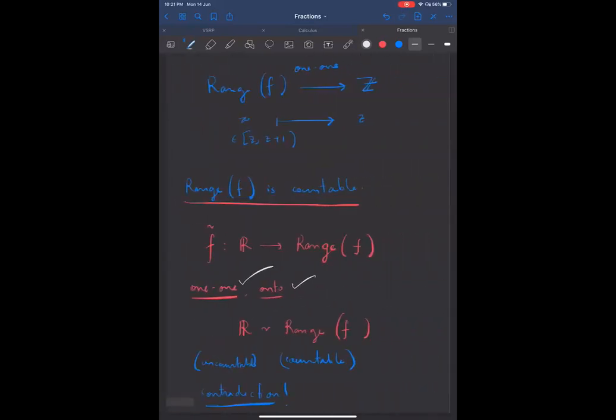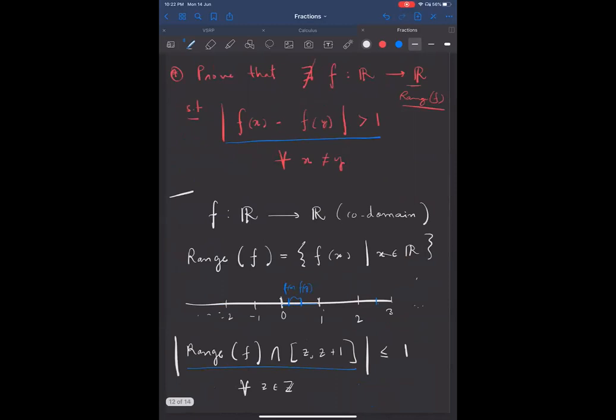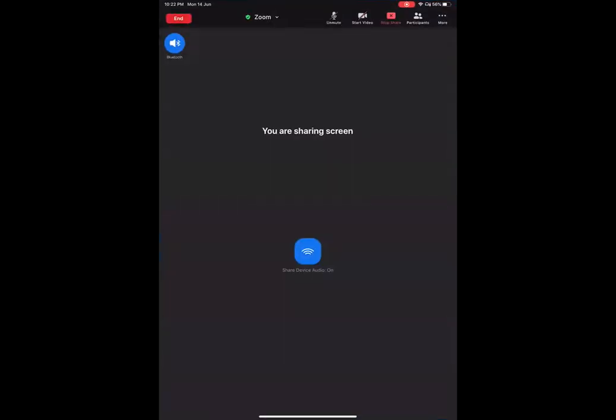And so R and the range are in bijection, and one is countable, one is uncountable. So it's a contradiction. That's why such a function can't exist. So just hold on for 2 minutes and think about the solution.